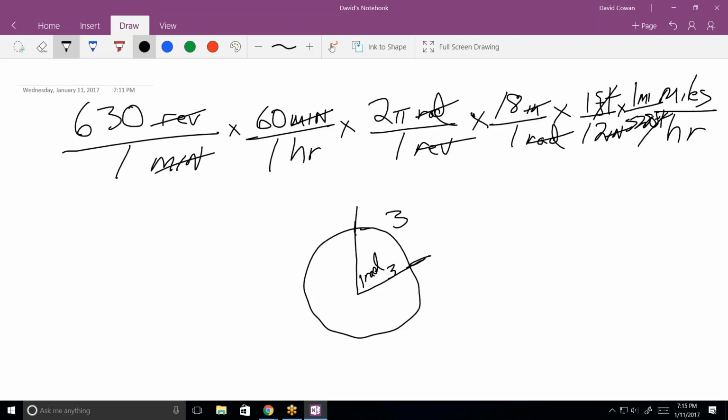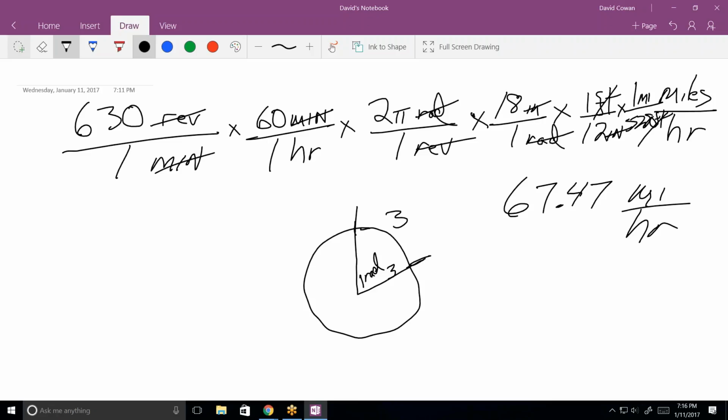That's a linear speed. Now I still have to multiply 630 times 60 times 2 pi times 18, and I have to divide it all by 12 times 5280. What I get is 67.47 miles per hour. And that's how you convert angular speed to linear speed.